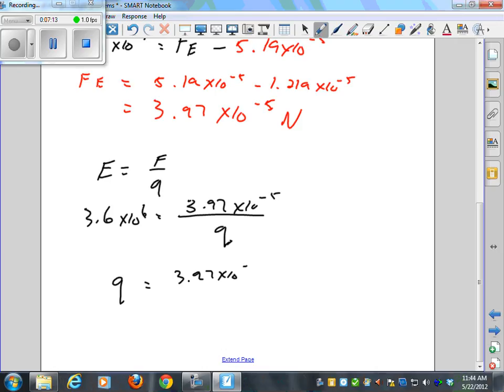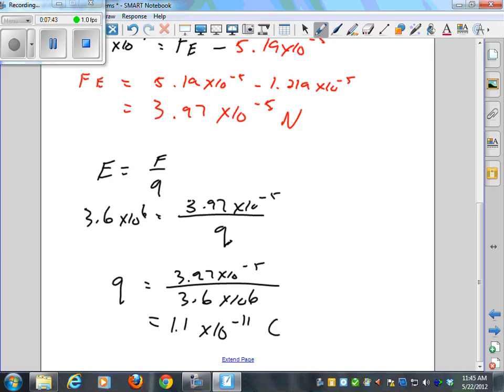3.97 times 10 to the minus 5. This is going to be big, isn't it? 3.6 times 10 to the 6. Oh, it's going to be tiny, yeah, tiny. 3.97 exponent minus 5 divided by 3.6 exponent 6. 1.1 times 10 to the minus 11, and that's going to be in coulombs.